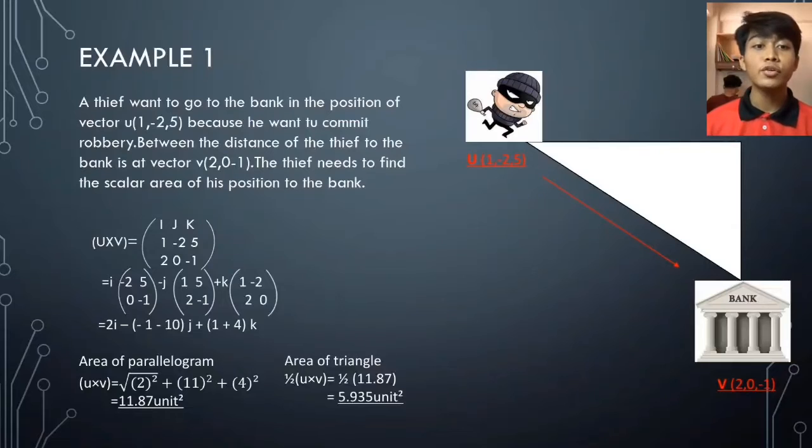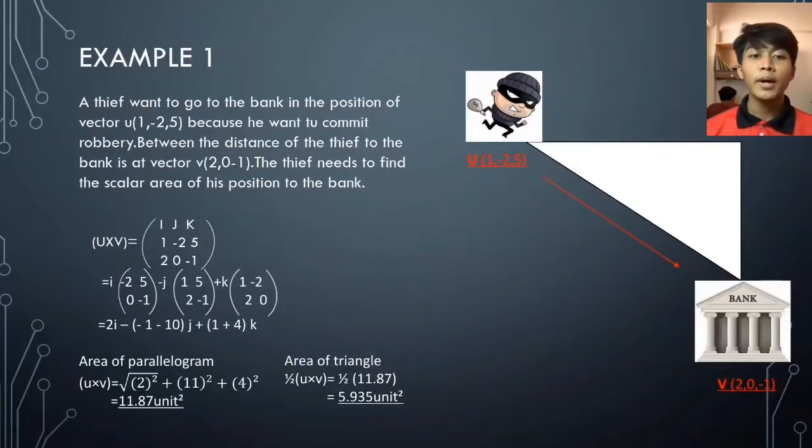So how to solve this: you need to write u multiplied by v equals the determinant of i, j, k; 1, -2, 5; and 2, 0, -1. After that it equals i(-2, 5; 0, -1) minus j(1, 5; 2, -1) plus k(1, -2; 2, 0). After that it will equal 2i minus (-11)j plus 4k. And also you need to use the formula of the area of a parallelogram.